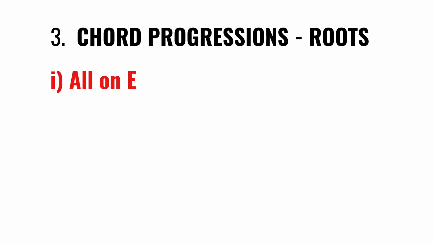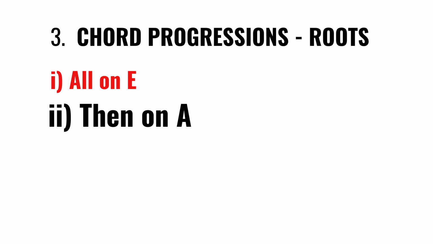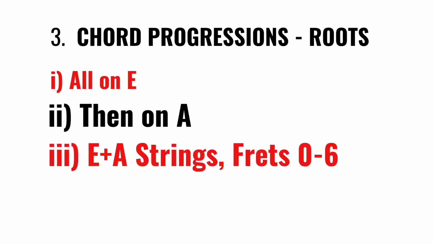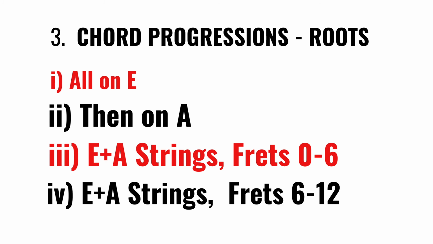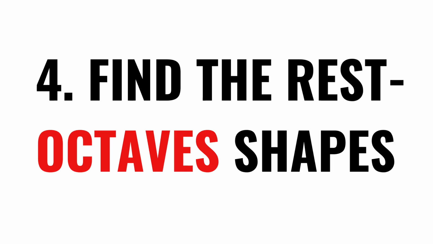First of all, do this all off the E string, then all off the A, then remember to split the fretboard in half, so you're trying to find the root notes off the E and A strings using the open string to the 6th fret. After that, you can then do the same thing by going from the 6th fret to the 12th fret. Then work on the octave shapes to figure out the remainder of the notes.